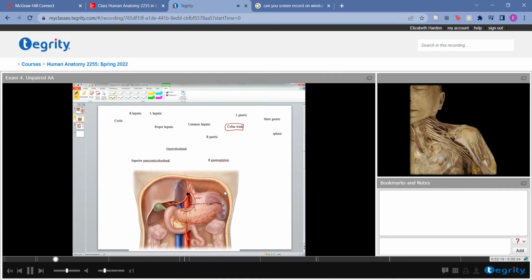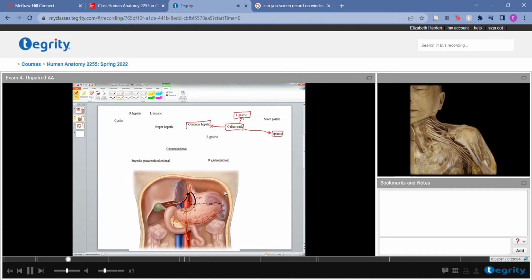The second branch you can see comes off and supplies a little bit of the lower esophagus, and it supplies this lesser curvature of the stomach here. That's going to be our left gastric. And the third main branch of the celiac trunk is this one over here, which goes to the right, and that is going to be our common hepatic. So if we draw arrows to that, there's my celiac trunk. One main branch is my splenic, another is my left gastric, and another is my common hepatic.